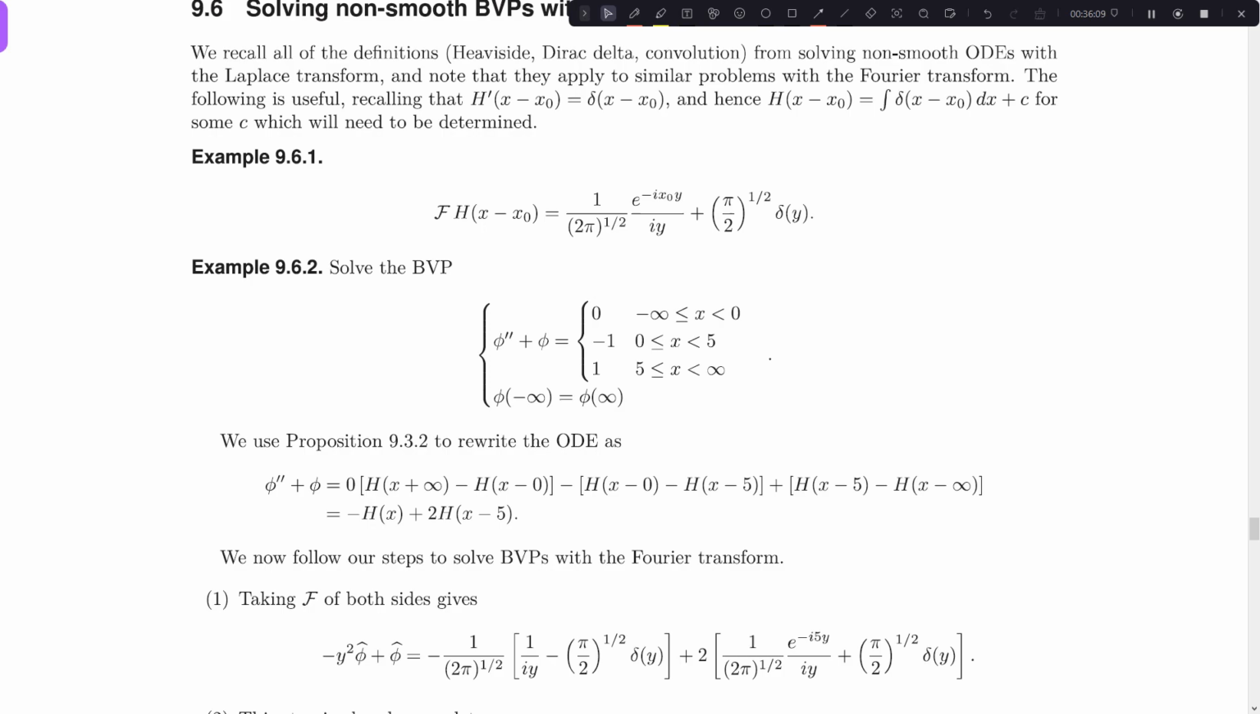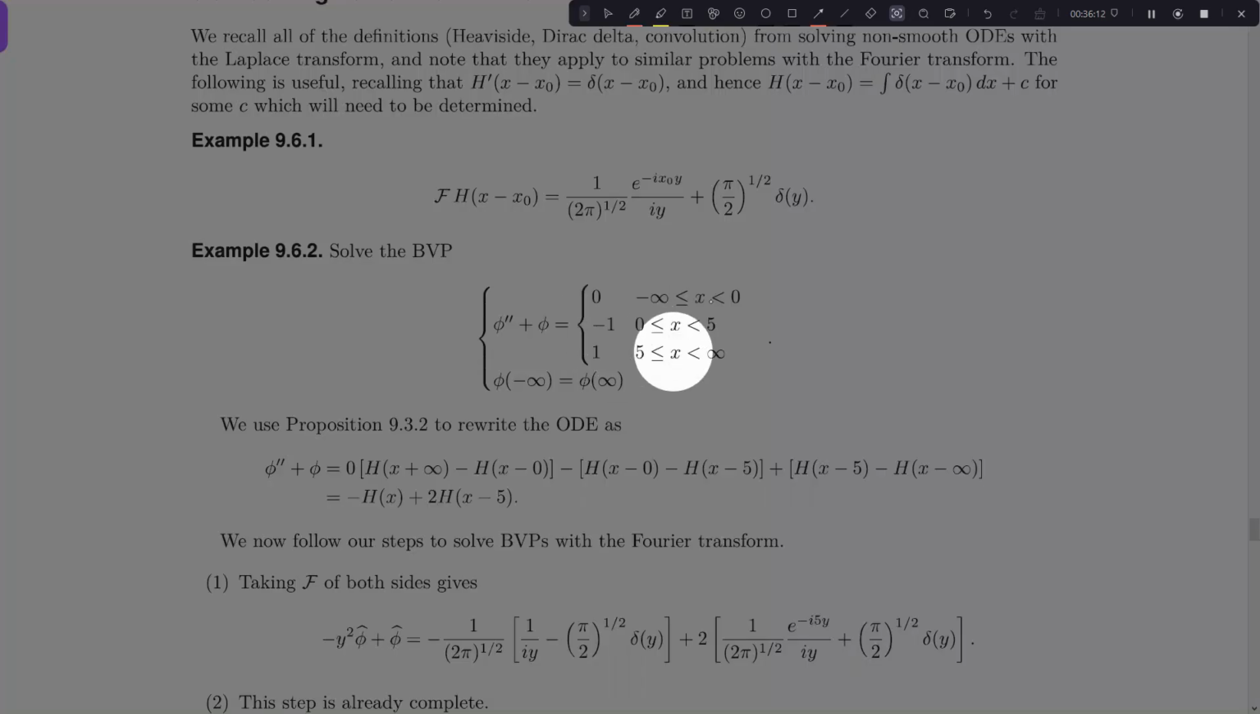And so if we start with this ODE, then to manipulate the right-hand side, we represent it in terms of Heavisides once again. When we do that and simplify, we get negative Heaviside of x plus 2 Heaviside of x minus 5. It kind of makes sense, right? There's 0 to the left of everything. There's a -1 between 0 and 5, accounting for this negative Heaviside. And then there's a 1 between 5 and infinity.